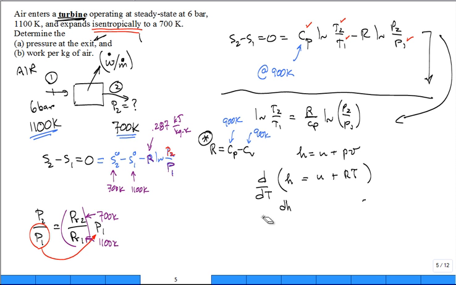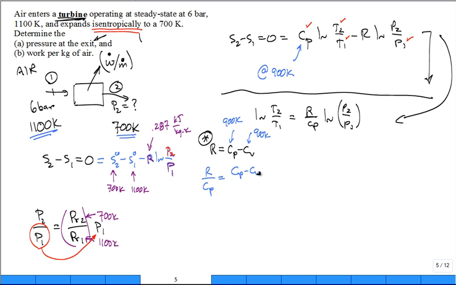All right, let's get rid of this now. So I can replace R over C sub P by C sub P minus C sub V over C sub P, which is 1 minus 1 over K, which is K minus 1 over K. There you go. So it's K minus 1 over K. Did I do the algebra okay?